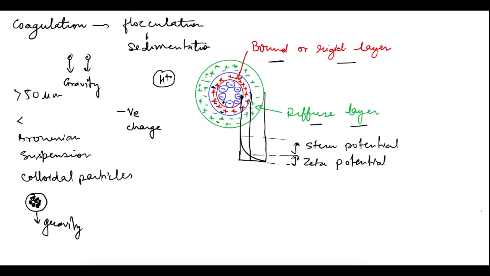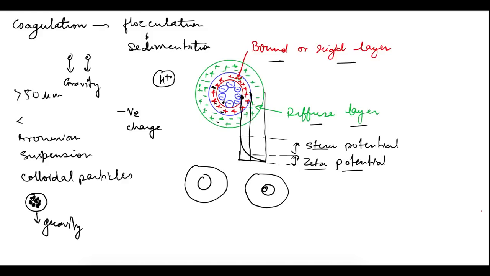The potential drop from the surface of the particle to this bound layer is called Stern potential, and the potential drop between this bound layer and the diffuse layer is called zeta potential. The purpose of the coagulant we use is to reduce this zeta potential. First of all, let's understand what is happening here. Because of these two layers, the effective size of the particle has increased.